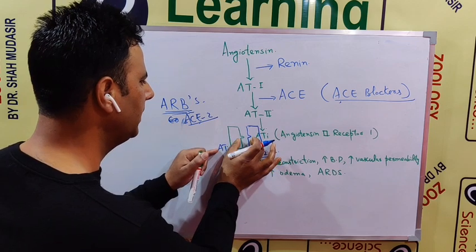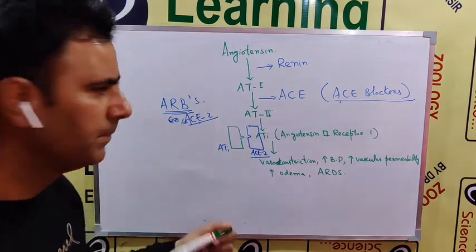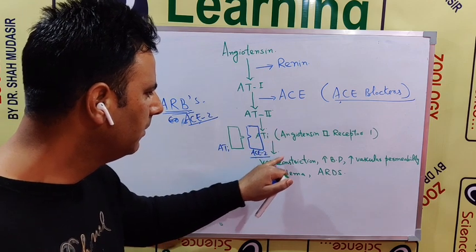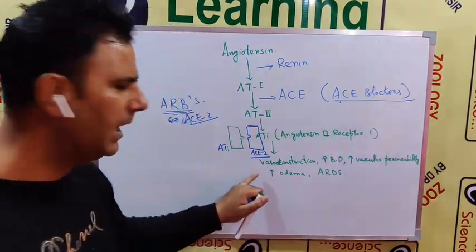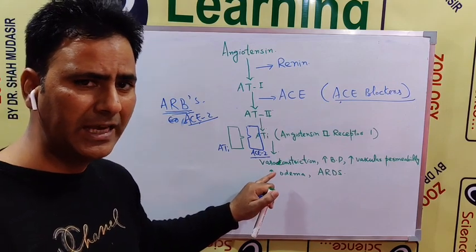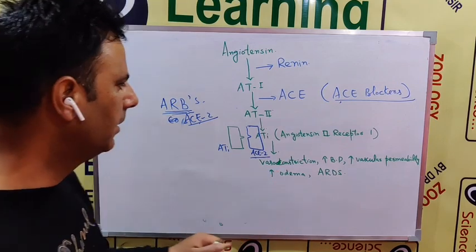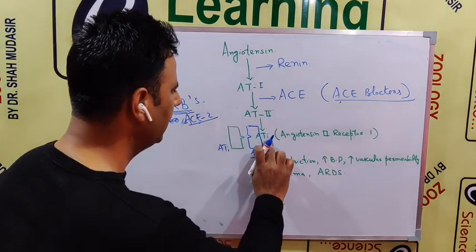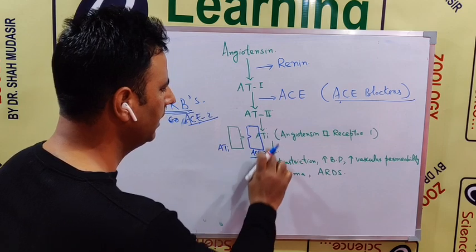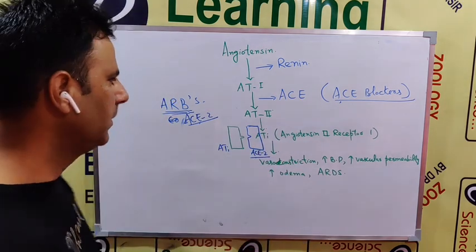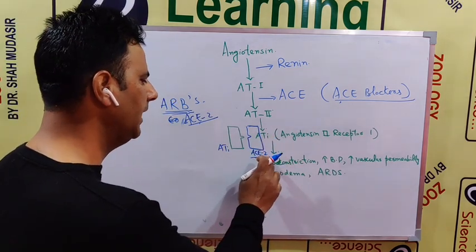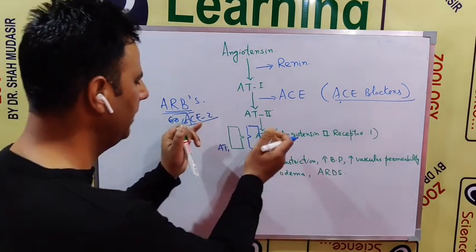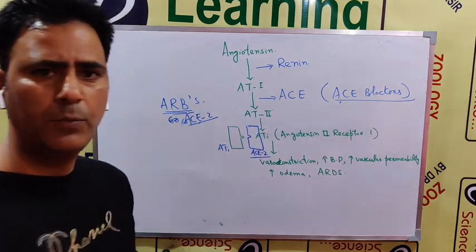Once this binding takes place, AT1 will not be available, and when there is less availability of AT1, we will not be getting these effects, and we can simply correct the increase in blood pressure. We can get relief from the increase in blood pressure, because AT1 will now be binding with ACE2, and the function of ARB is to increase the number of ACE2 and make this association possible.